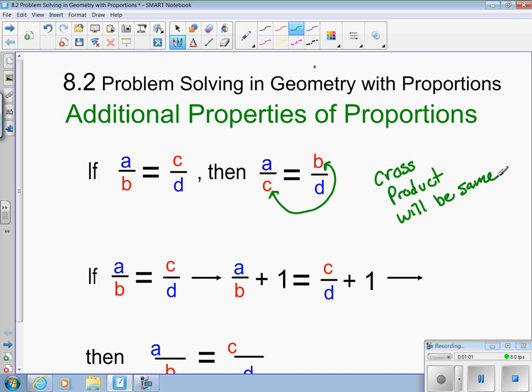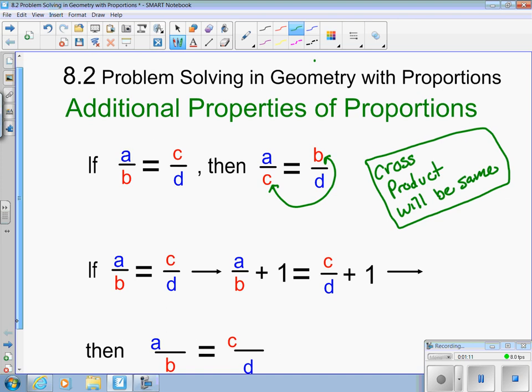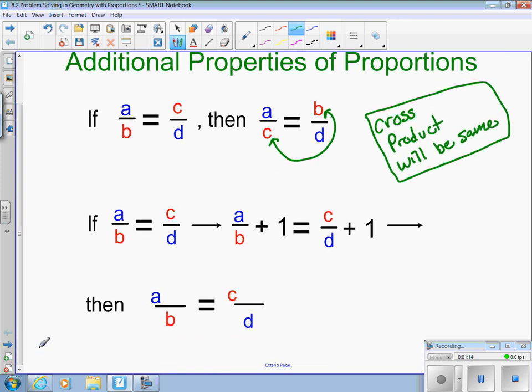So when you're looking to see if two proportions are equal, check to see if the cross products work out to be the same. This next one gets a little bit more complicated, but the book goes right from here to the answer down here, and I'm going to fill in this answer in a second. But if you look at this, A over B equals C over D, it starts the same.